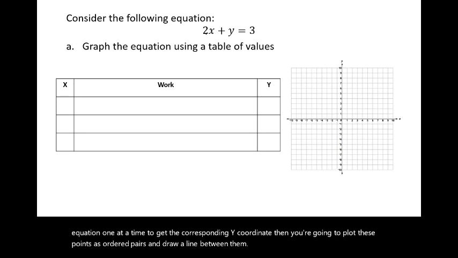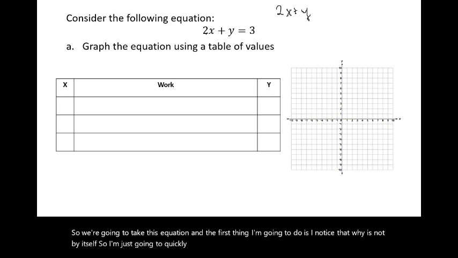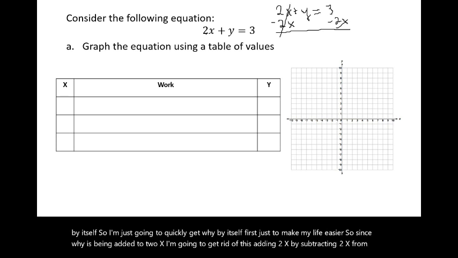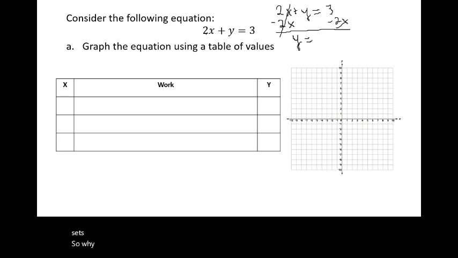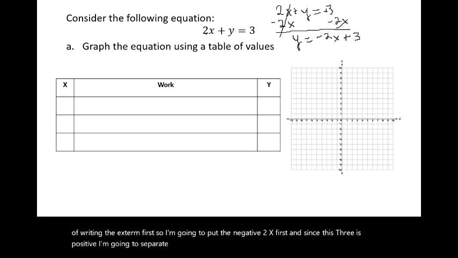So we're going to take this equation, and the first thing I'm going to do is I notice that y is not by itself, so I'm just going to quickly get y by itself first just to make my life easier. So since y is being added to 2x, I'm going to get rid of this adding 2x by subtracting 2x from both sides. So y is now by itself, and yes, you can write it as 3 minus 2x. I am going to get you in the habit, though, of writing the x term first, so I'm going to put the negative 2x first. And since this 3 is positive, I'm going to separate them with a plus 3. You'll see why in the next video.